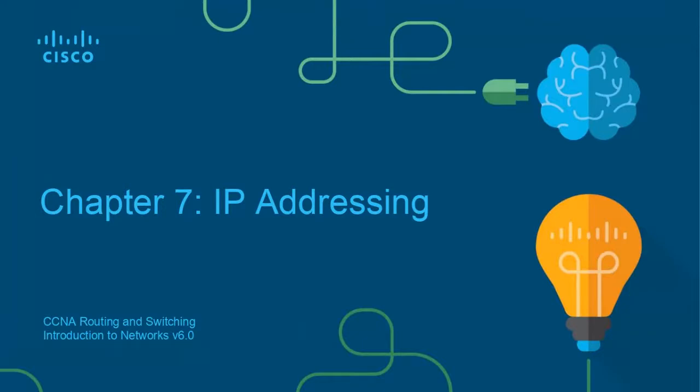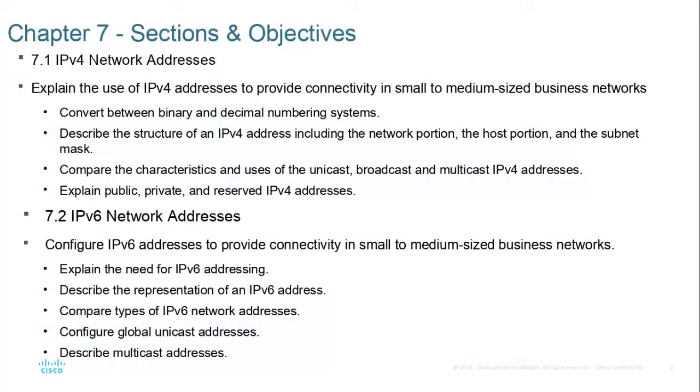Okay, first slide is up, Chapter 7, IP addressing. We're going to look at the legacy IP version 4 network addresses. These are the ones with the 32-bit addresses. Starting with a demonstration of converting between the binary number system and the decimal number system. We'll look at IP version 4 addresses and look at what's the network portion of the address, what's the host portion of the address, and the dreaded, feared, and hated subnet mask.